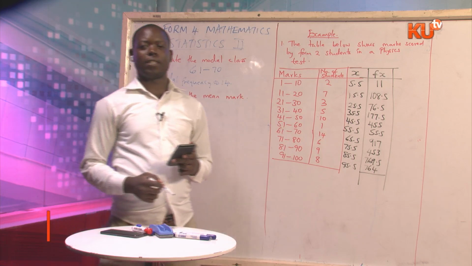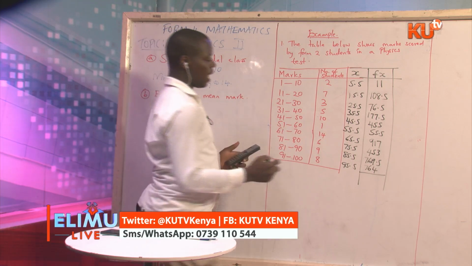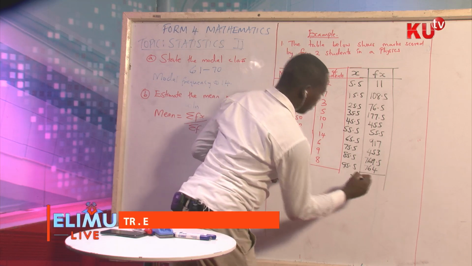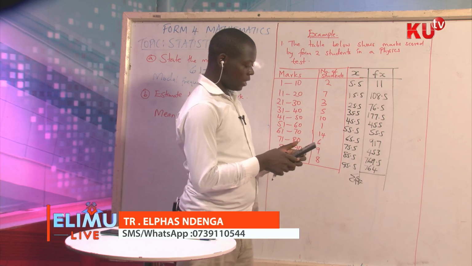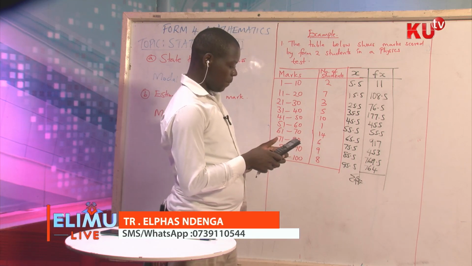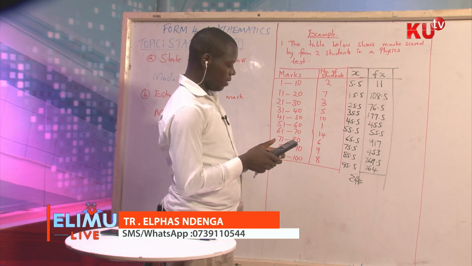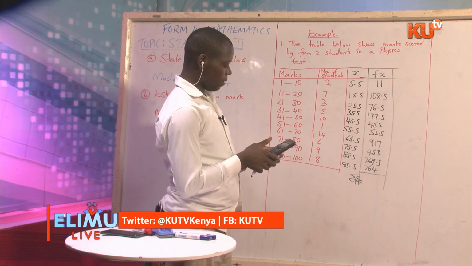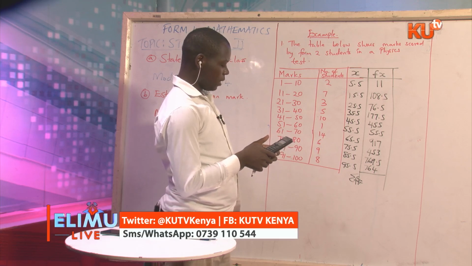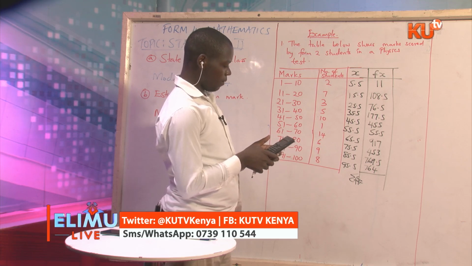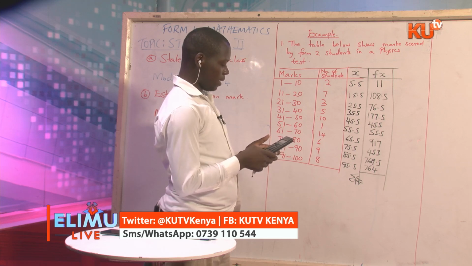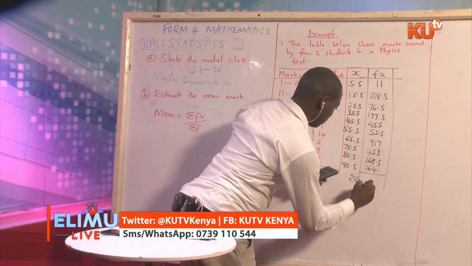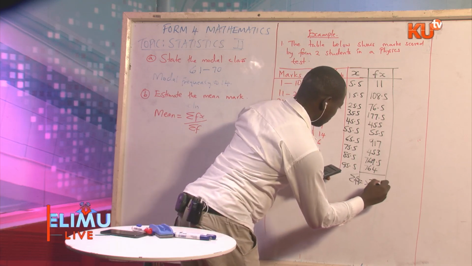What is the next step, students? Good. We obtain the sum of fx, so we add all these entries. 769.5, we add 453, add 917, add 55.5, add 455, add 177.5, add 76.5, add 108.5, add 11. And that gives us a total of 3,787.5.